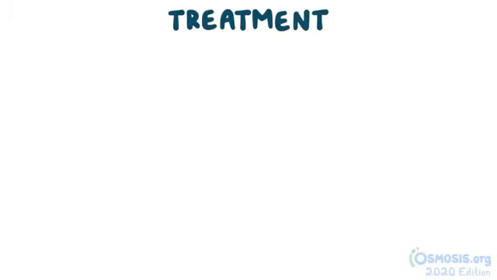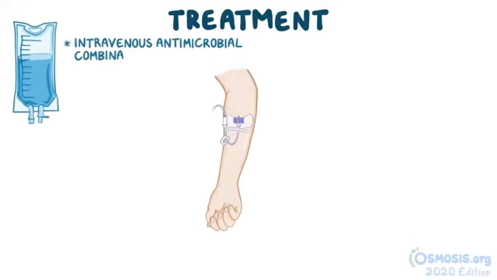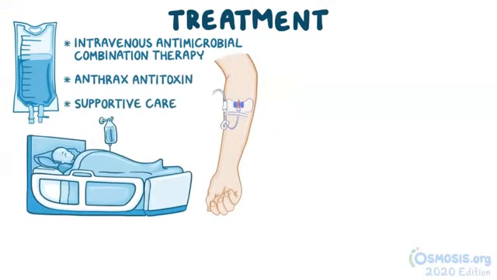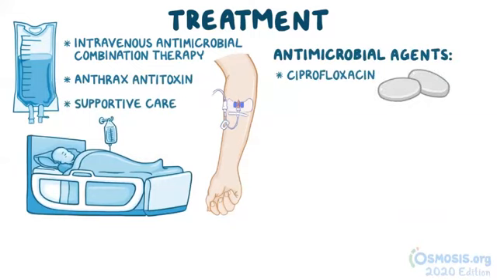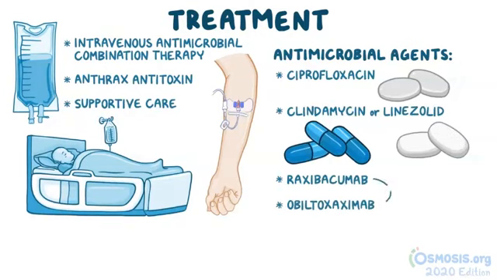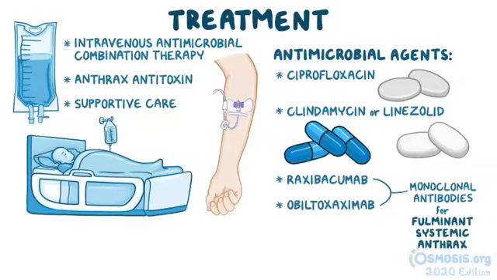Treatment of anthrax involves intravenous antimicrobial combination therapy, anthrax antitoxin, and supportive care. First-line antimicrobial agents include ciprofloxacin, along with either clindamycin or linezolid. Finally, raxibacumab and obiltoxaximab are 2 monoclonal antibodies that directly inhibit the protective antigen and should be administered to anyone confirmed of having fulminant systemic anthrax.